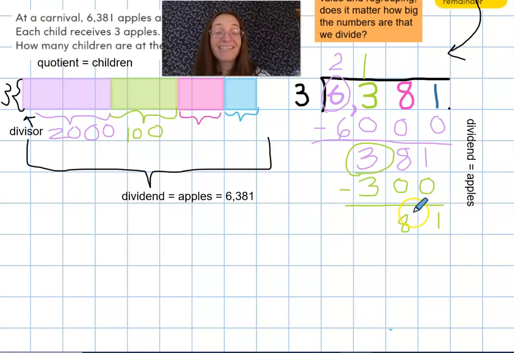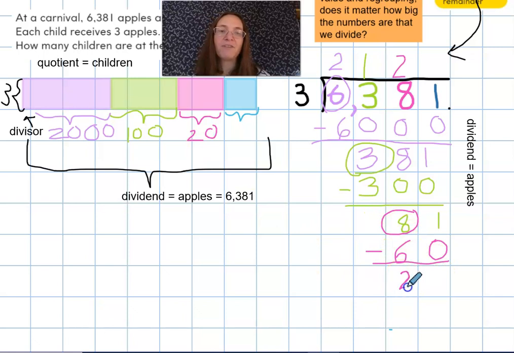Let's move on and see if we can pass out some apples from the tens place. 3 times 2 equals 6 tens, or 60 apples that I could pass out to 20 more children. So far I know that we've got 2,120 kids at the carnival. But when I do the subtraction over here, I discover that I am left with 21 apples. There's more dividing to do.